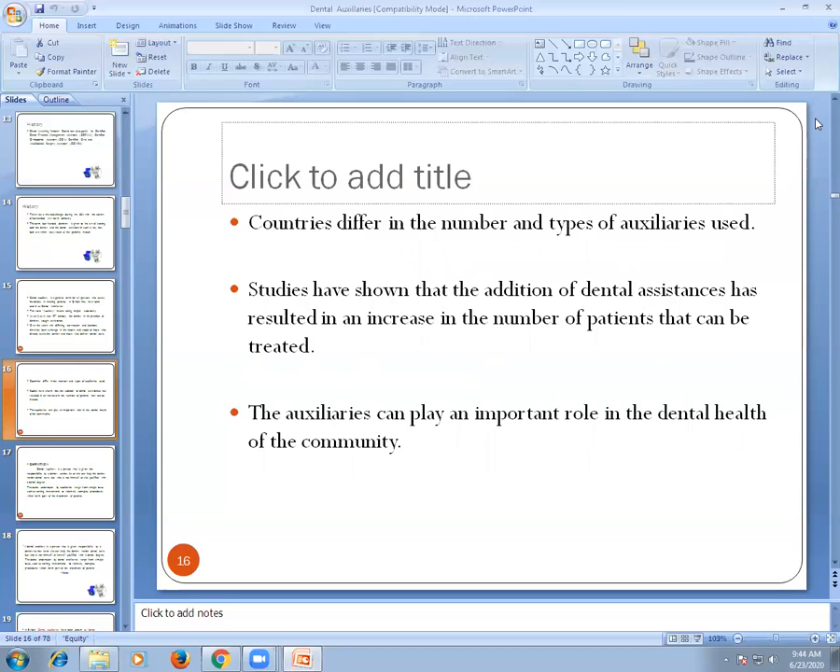In different countries, the number and type of auxiliaries used differ. Studies have shown that the addition of dental assistants has resulted in an increase in the number of patients that can be treated. The auxiliary can play an important role in the dental health of the community.